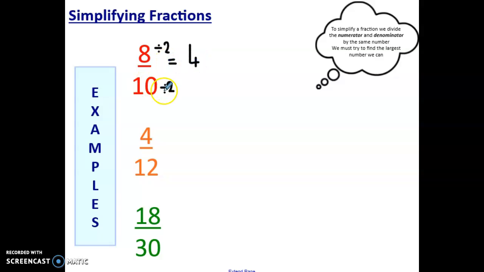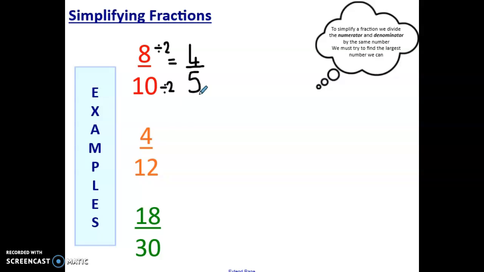What is 10 divided by 2? Correct, it is 5. So my fraction is 4/5. These are equivalent fractions like we looked at in the first half of the lesson, but this is 8/10 in its simplest form. I cannot divide 4 and 5 by the same number. So this is its simplest form.